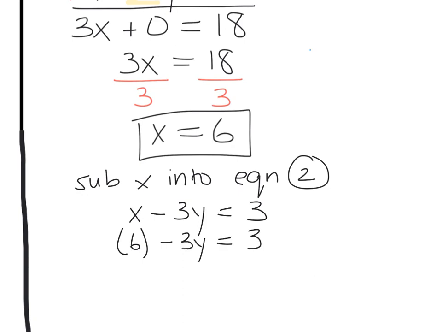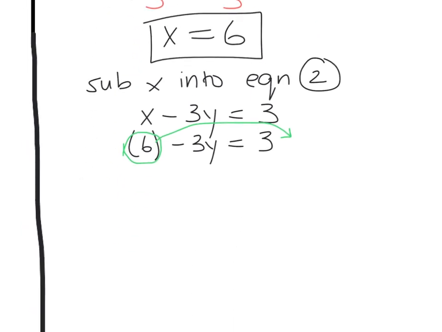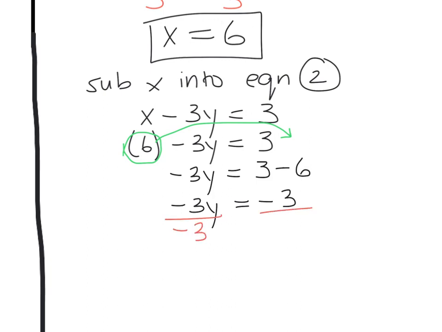Okay, I'm going to collect like terms. So I'm going to take this positive 6 and bring it over to the right-hand side. So that's going to leave me with negative 3y equals 3 minus 6. Okay, 3 minus 6 is negative 3. And then to isolate for y, I need to divide both sides by negative 3. So my y value is going to work out to be a positive 1.